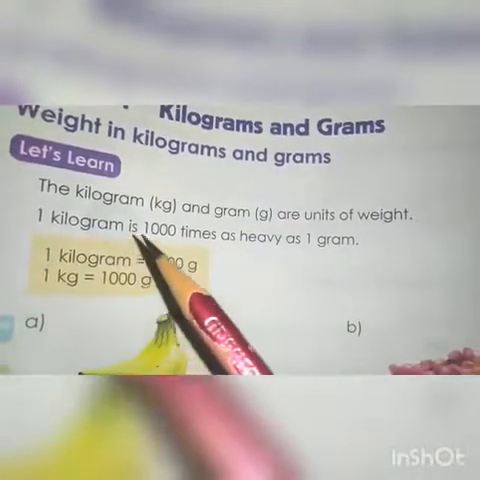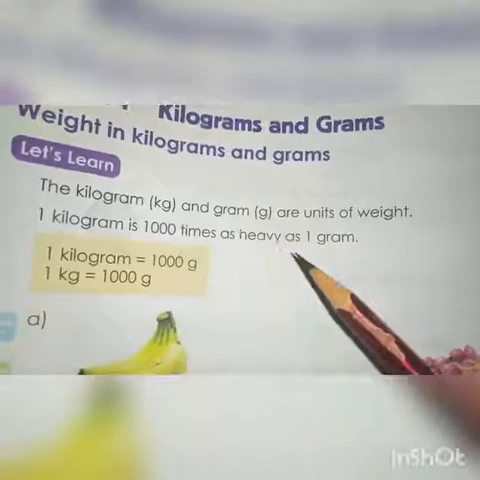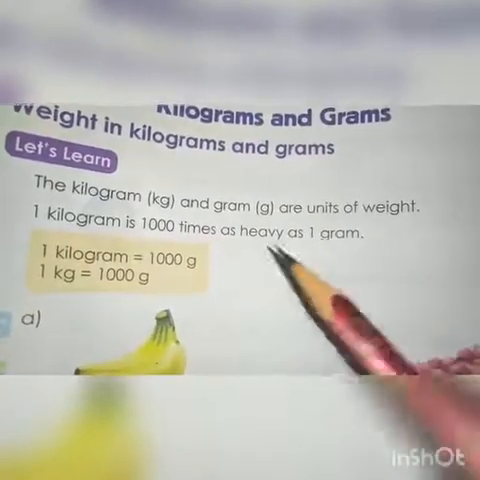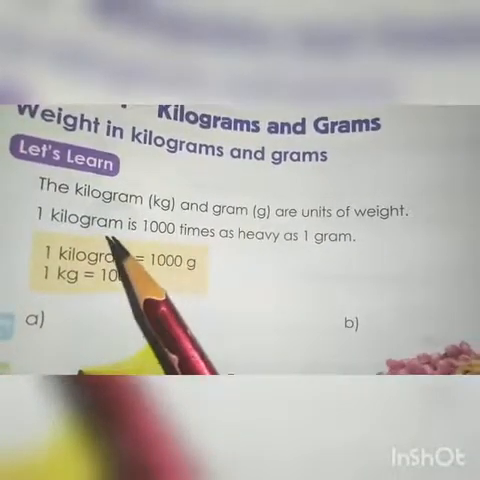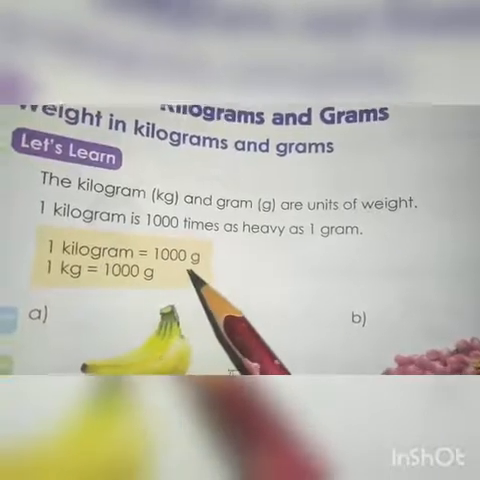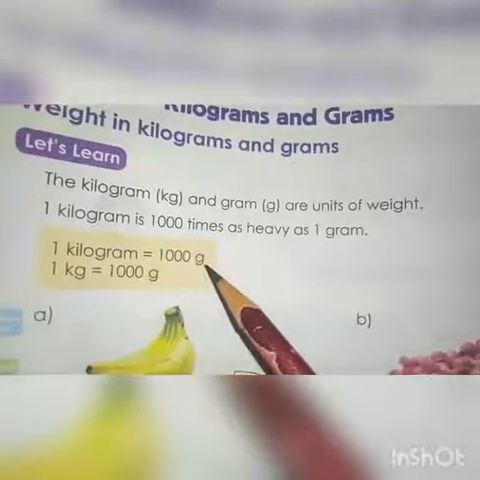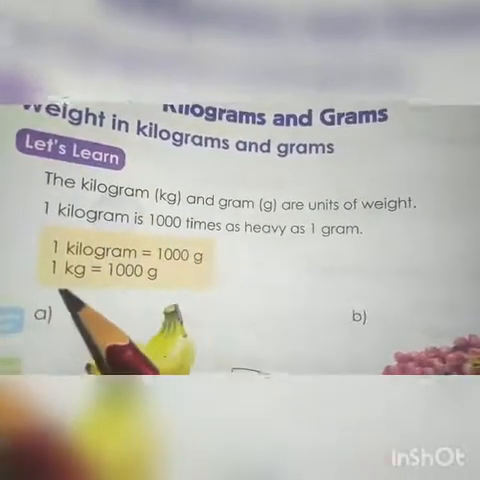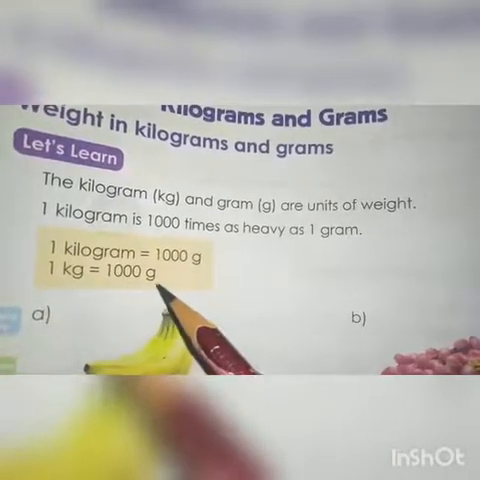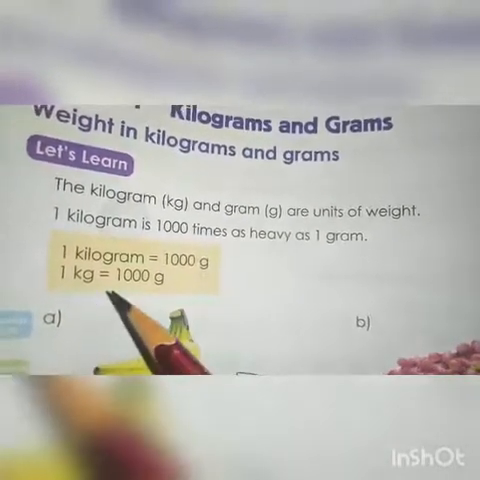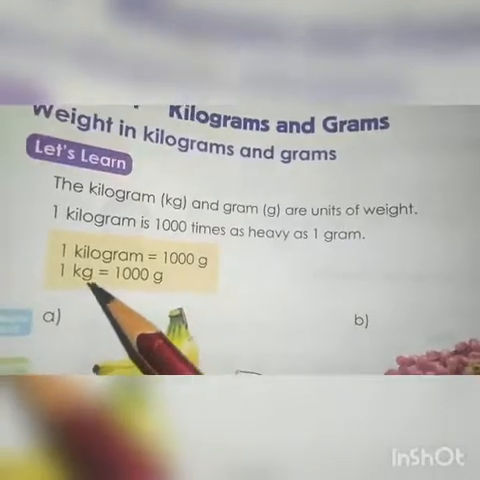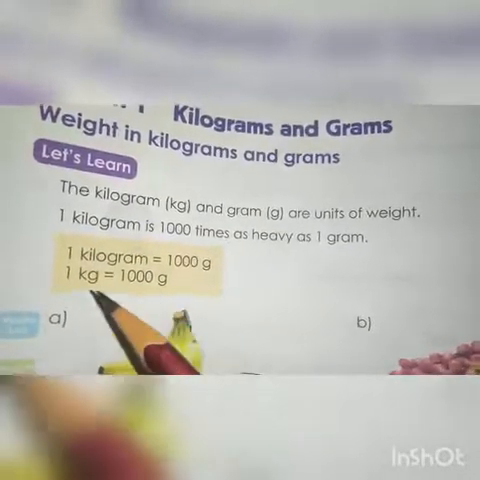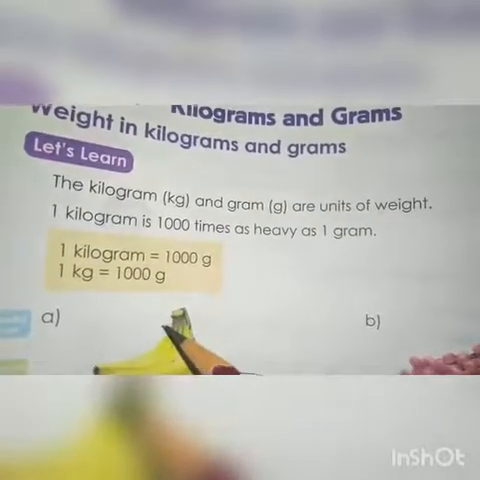1 kilogram is 1000 times as heavy as 1 gram. So what is the value of 1 kilogram? 1 kilogram is equal to 1000 gram. We can write this as 1 kg is equal to 1000 gram. Wherever we are using 1 kg, it is possible to convert 1 kg into 1000 gram.